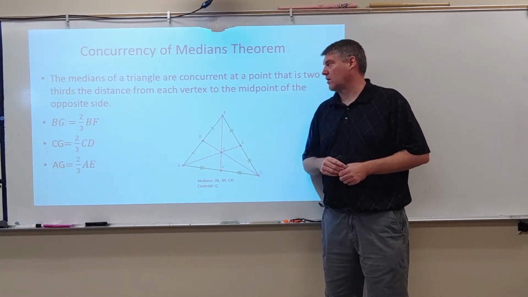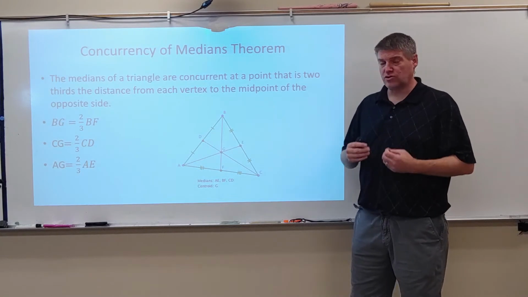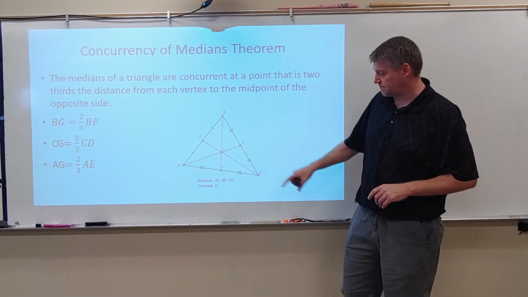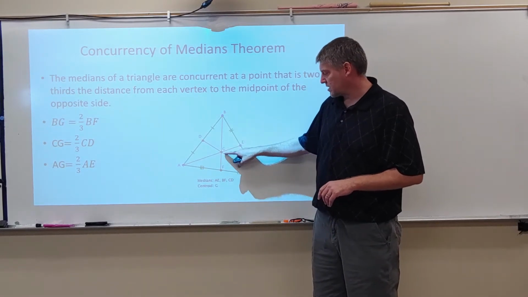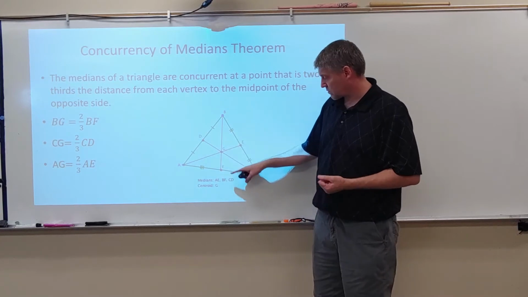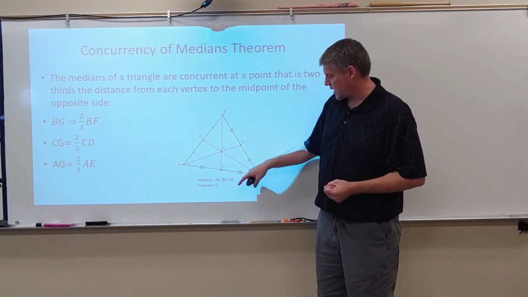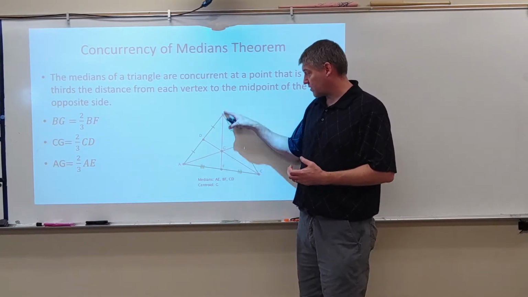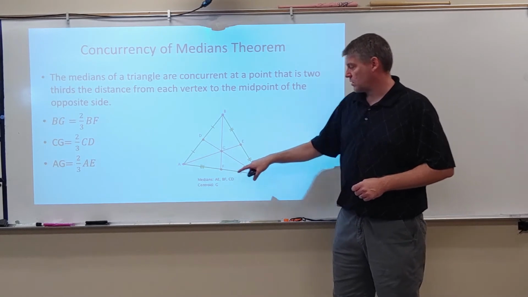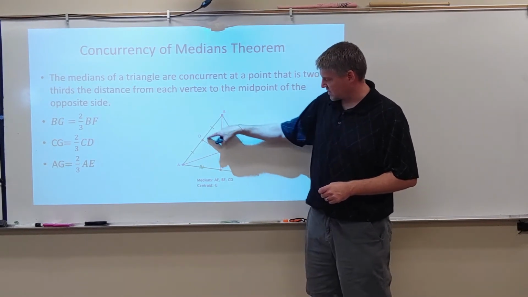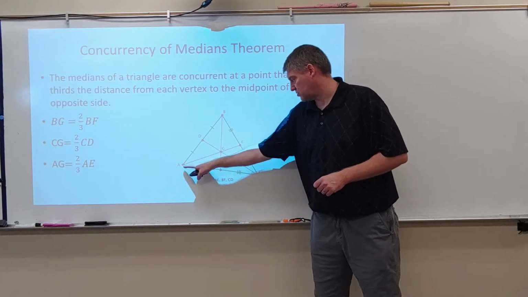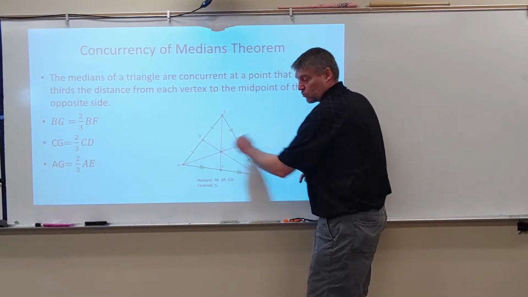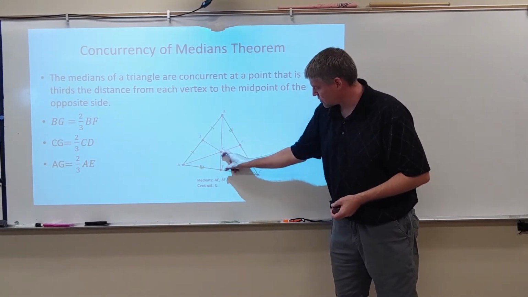The medians of a triangle are concurrent at a point that is 2/3 the distance from each vertex to the midpoint of the opposite side. So, BG is equal to 2/3 of BF, okay? So this, over this whole thing, that means GF is 1/3 of the whole thing. So, CG is 2/3 of CD, AG is 2/3 of AE, okay? Which means that since this is 2/3, this is 1/3, okay? 2/3, 1/3.